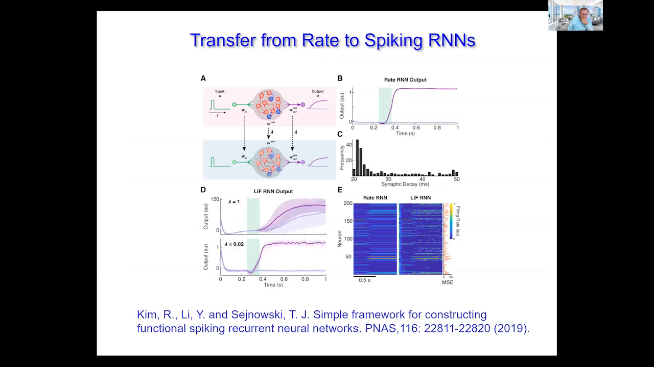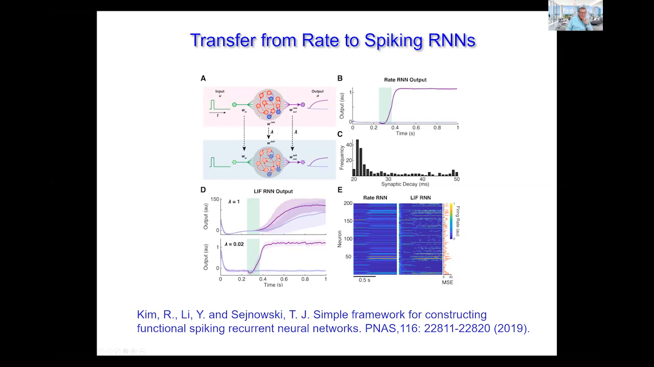Robert Kim, who was a graduate student in my lab and just finished up, has a paper that was published in PNAS in 2019, which surprisingly found a very simple solution to this problem. So we can now transfer a recurrent network that's been trained, say, with backprop to a spiking network, one for one: one leaky integrate-and-fire neuron for every rate neuron. And the key turned out to be scaling the weights with this lambda parameter.